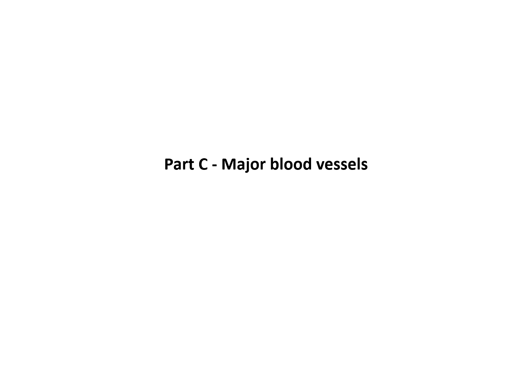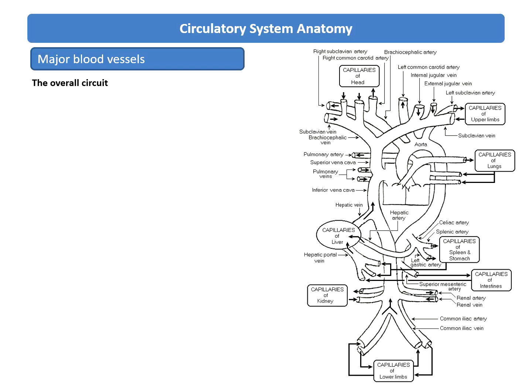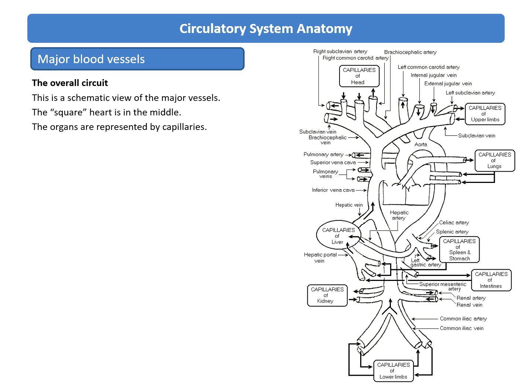What about the major blood vessels, Part C? This is a view of the overall circuit. It looks complex at first, but it only lists the very major blood vessels. There are many others that we'll refer to from time to time. It's a schematic view of the major vessels. There's the square heart in the middle.